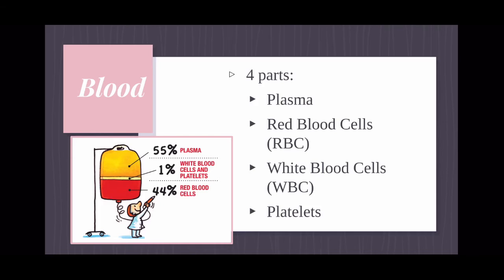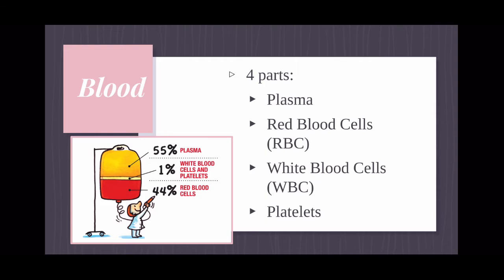So your blood isn't just made up of that red stuff. It actually has 4 different parts to it, and the first one is called plasma. Plasma makes up the highest percentage of your blood. If you look in the diagram on this slide, 55% of your blood is plasma. And we'll talk about what plasma is in the next slide. The second part of your blood is the red blood cells, and we abbreviate red blood cells as RBC.